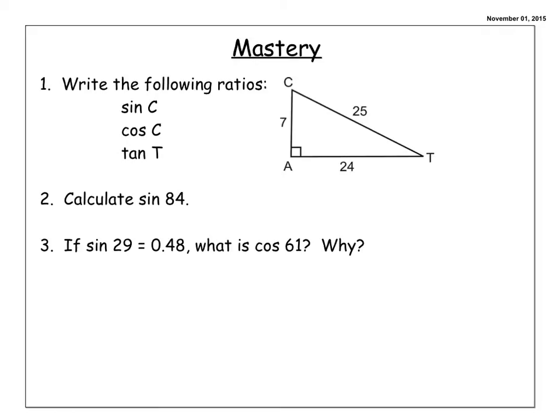Given that objective, here is your mastery ticket for today. So for number 1, you are going to be writing your trig ratios. For number 2, you are going to be calculating. And then number 3, you are going to be answering a question involving some complementary angles there. So by the end of class, and you'll have this slide again at the end of your lesson, you will be able to answer these 3 questions that you have.